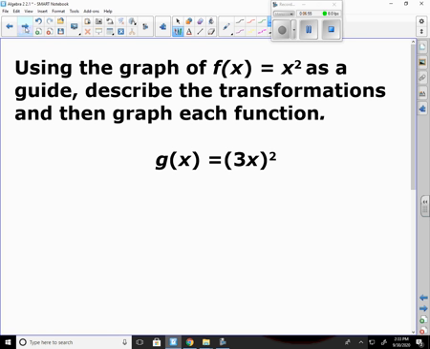Using the graph f of x equals x squared as a guide, describe the transformations and then graph each function. So this one, because it's inside the parentheses, tells me it's going to be horizontal. Because it's multiplied, it tells me it's either going to be a stretch or a compression. The question is, what will this be? Well, if it's a stretch, it would be 1 over the number. In this case, it is not that, which tells us this is going to be a horizontal compression by a factor of 3.